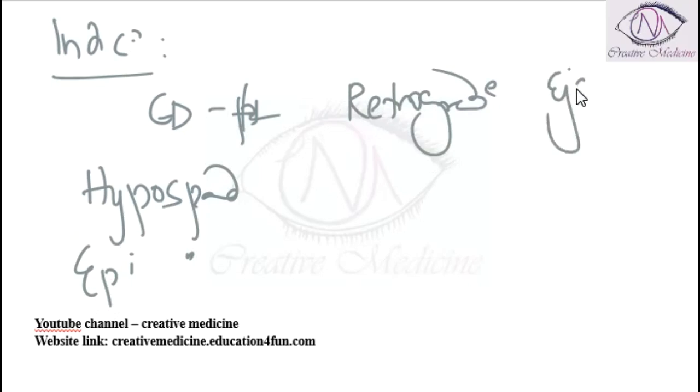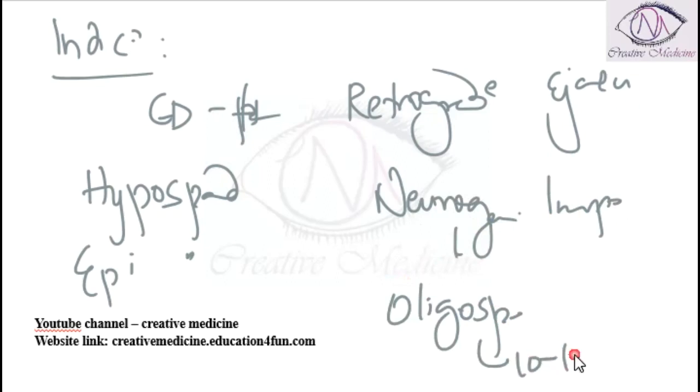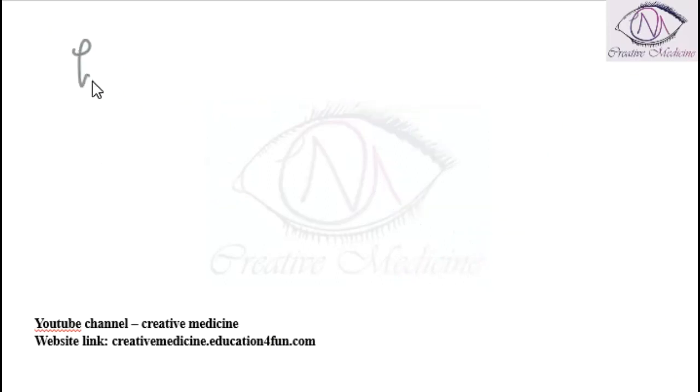If the male has neurogenic impotence, or if the male has oligospermia but the sperm count is between 10 to 15 million per ml, or if the male partner has a hereditary disease where there is risk of transferring the disease to the offspring, in this case we go to intrauterine insemination donor.